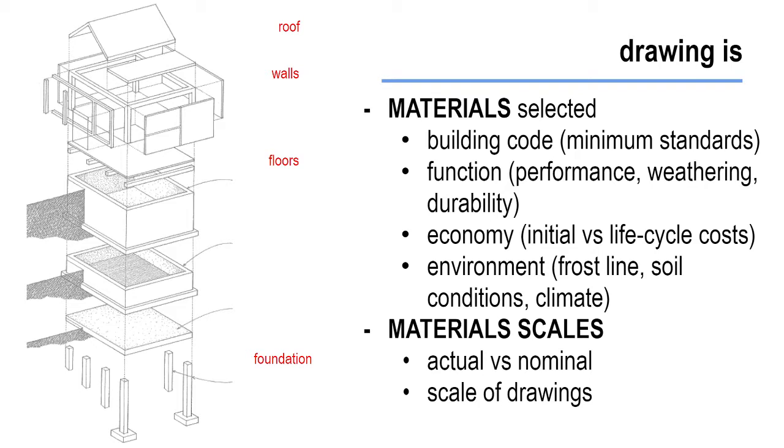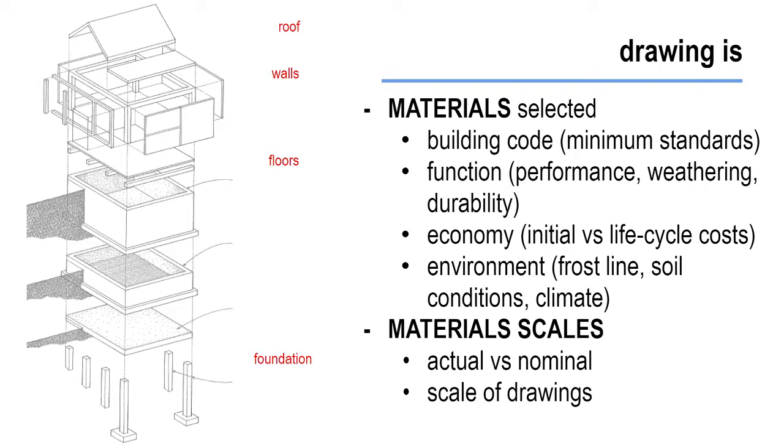The materials that we select are based on the building code. So what is the minimum requirement that I would have to have for strength and for R values and things like that? What is the function of the part of the building?